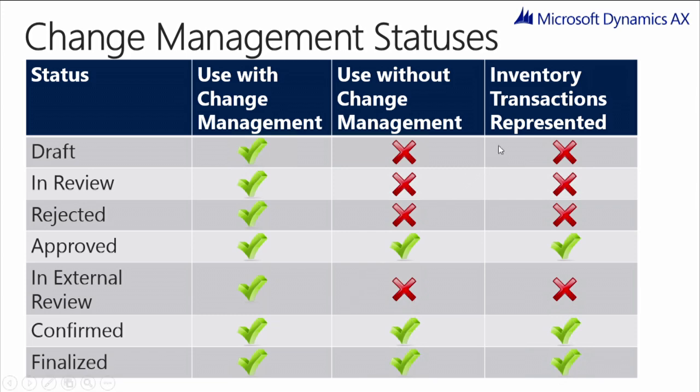The last column here indicates whether or not inventory transactions are created when a purchase order is in this particular status. You'll notice that only purchase orders with an approved, confirmed, or finalized status can have an inventory transaction.